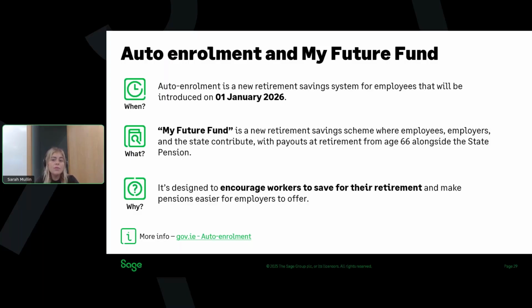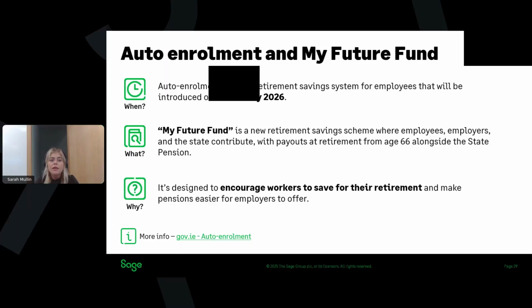So employees will contribute a set percentage of their gross salary. Employers will match that contribution, and the state will then add a top-up as well. Now, the goal of this is just to make saving for retirement easier and more accessible, whilst it simplifies the process for you as an employer to operate a workplace pension.